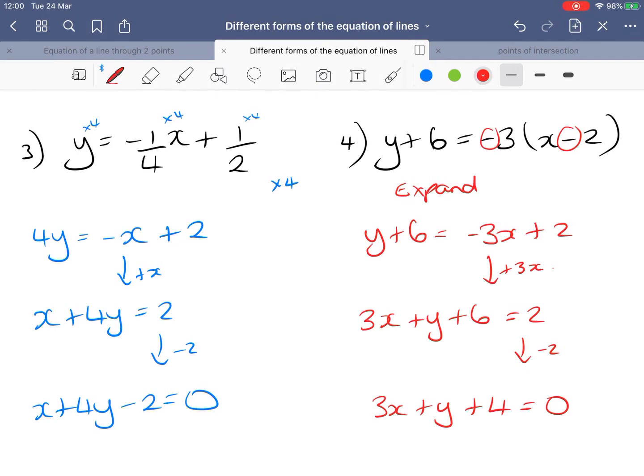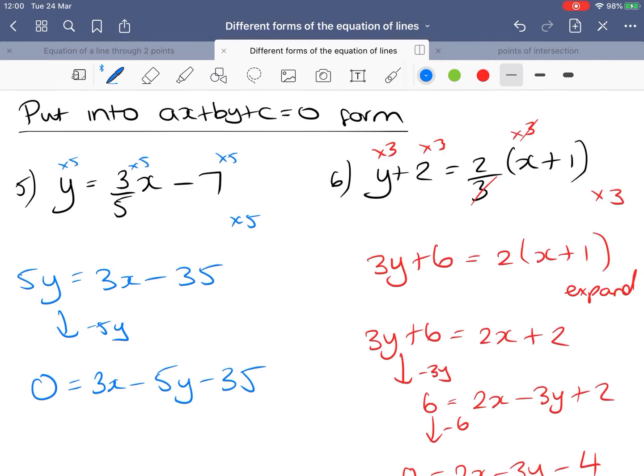And number 4, the biggest case here where people make a mistake is doing this, okay? Negative times a negative makes a positive. And I've made a mistake in my solution because that should be a 6, because 3 times 2 is 6. So that should be a 6. So I should take away a 6. So actually, that just becomes 3x plus y equals 0.